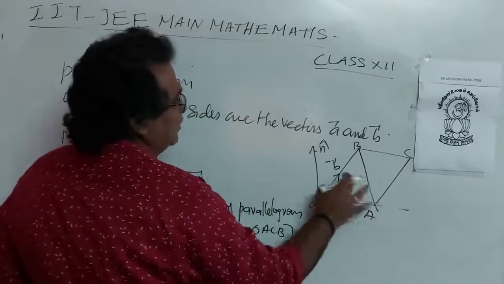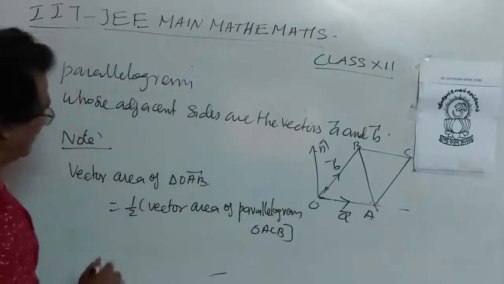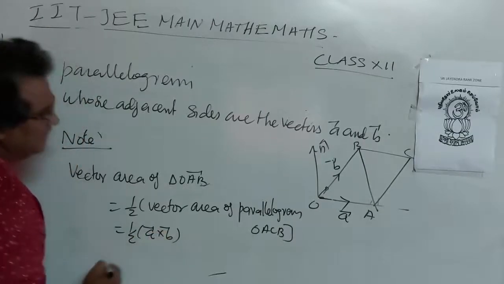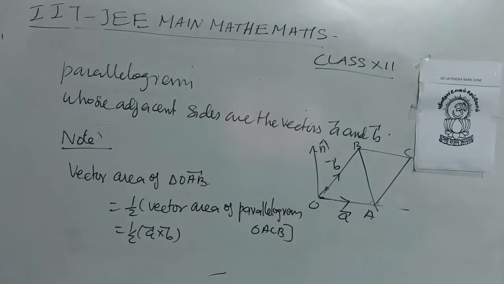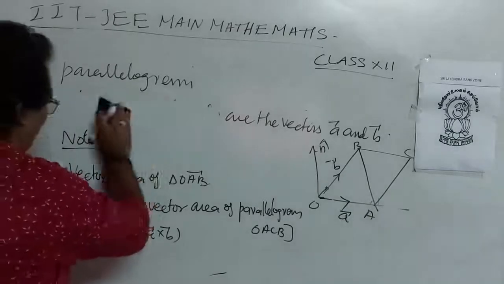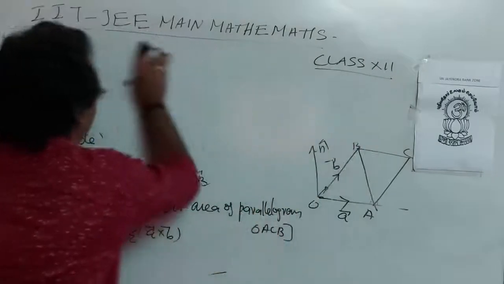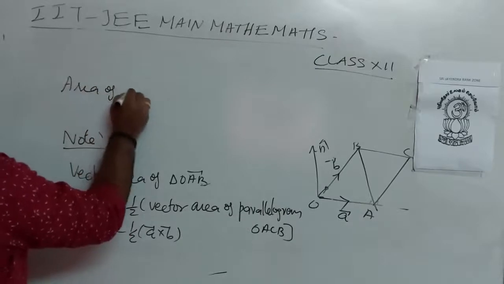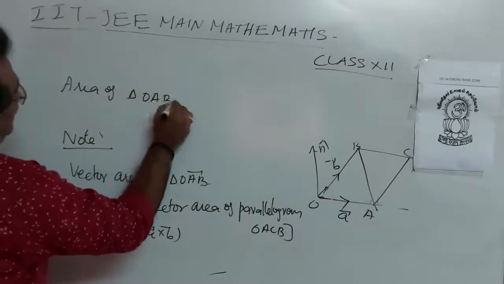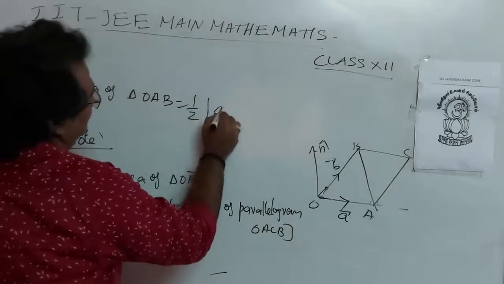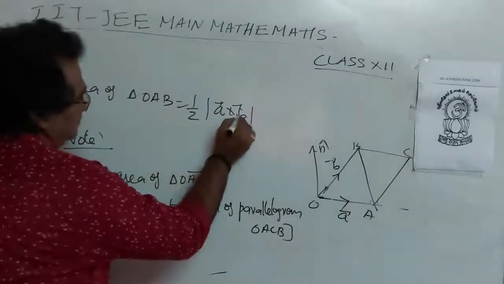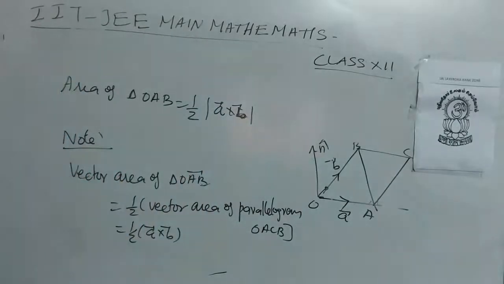So area of this triangle is equal to half of the parallelogram, that is half into A vector cross B vector. So vector area, without magnitude, without modulus, you can write. So area of triangle OAB equal to half into modulus of A vector cross B vector.